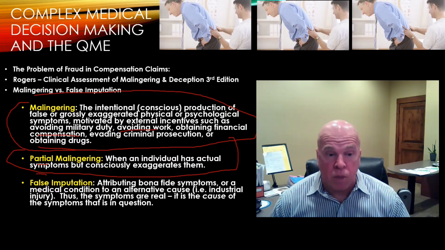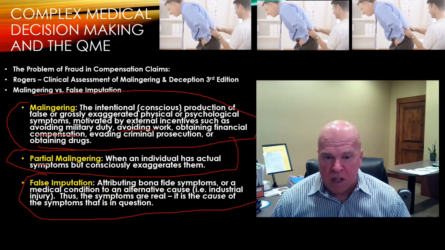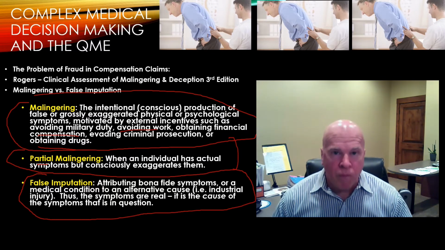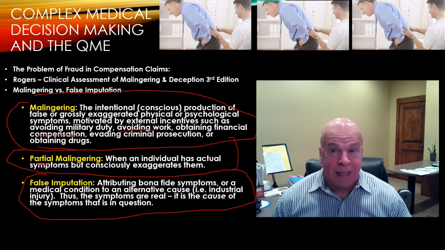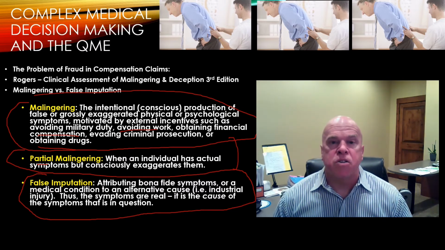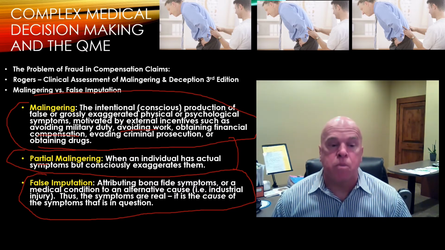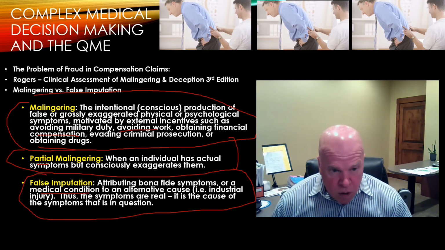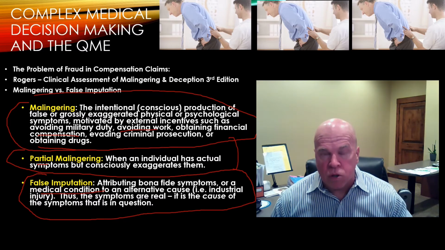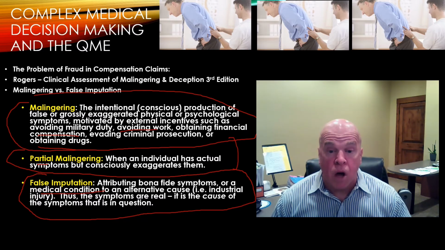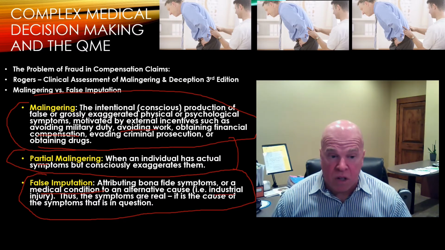Now, with false imputation, and you're going to see this all the time in California workers' compensation, false imputation, like partial malingering, the examinee has bona fide symptoms or a bona fide medical condition, but they attribute these symptoms to an alternative cause. In this case, such as an industrial injury.